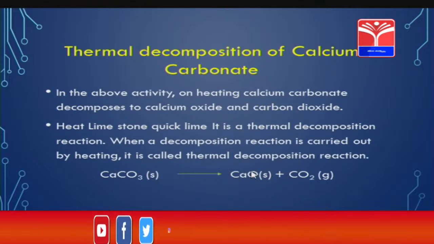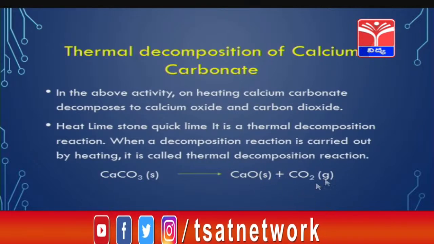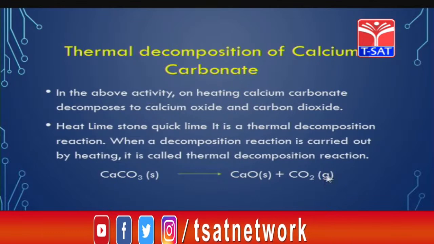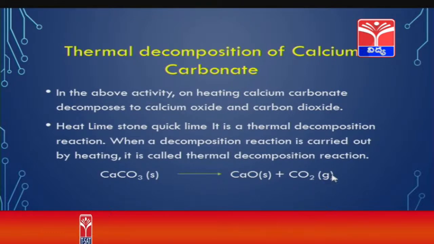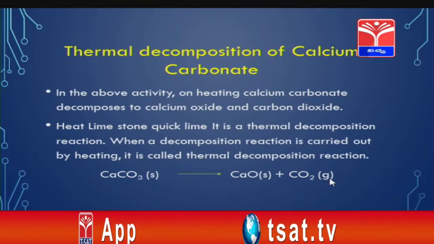Now, calcium oxide is obtained in solid state, which stays back in the boiling tube, and carbon dioxide is obtained in the gaseous form, which escapes out from the boiling tube. So, carbon dioxide is obtained in the gaseous state, and we have written it as (g) in the brackets.